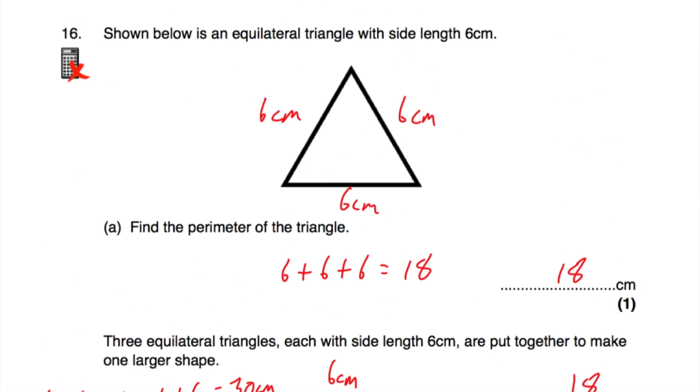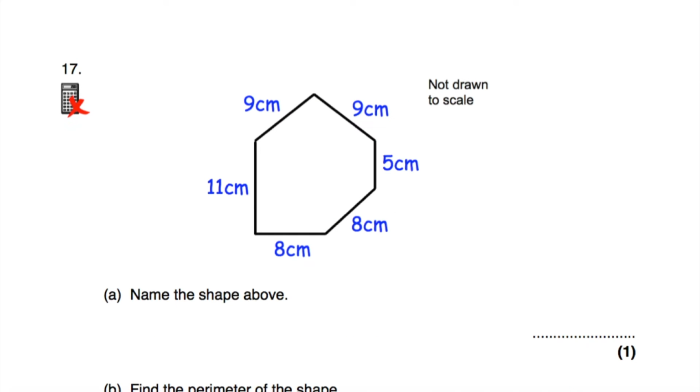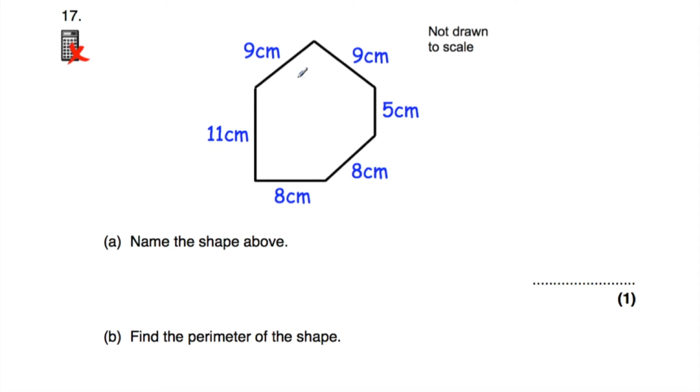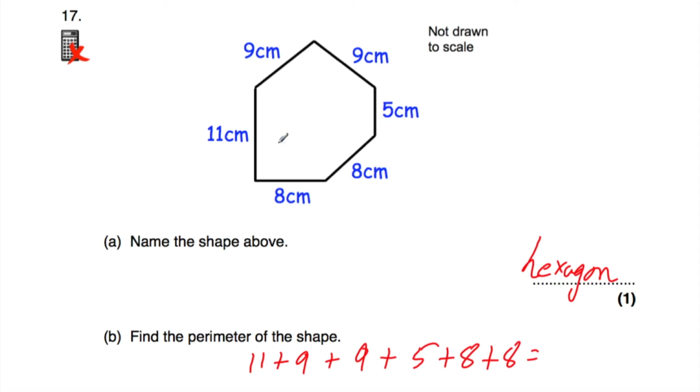Okay, let's have a look at our next question, question number 17. We've got this shape, and part A says name the shape above. So we've got 1, 2, 3, 4, 5, 6 sides. So it's a hexagon. So it's an irregular hexagon or a hexagon. And part B says find the perimeter of the shape. So we just need to add together the lengths of the sides. So it's going to be 11 plus 9 plus 9 plus 5 plus 8 plus 8. And let's work that out and see what we get.